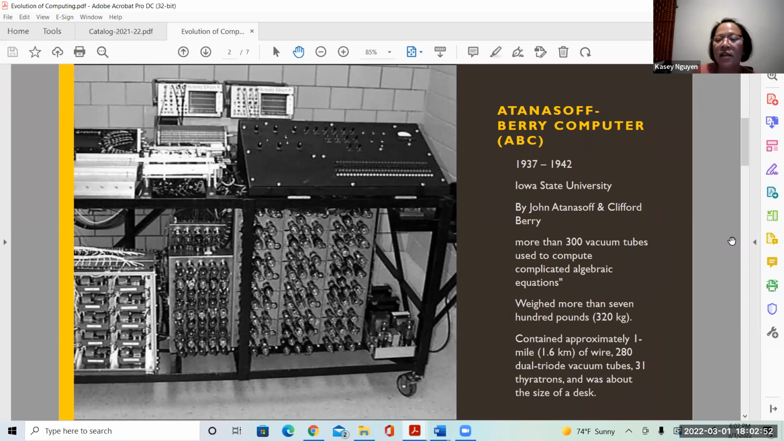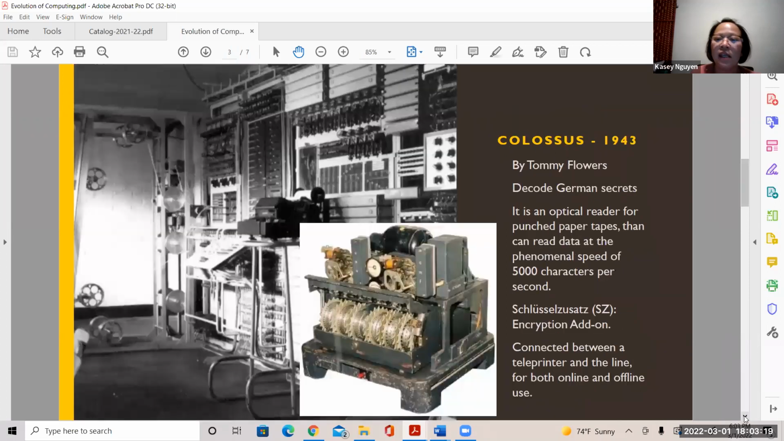And so here you can see a picture of it. It has 300 vacuum tubes. It was created to compute algebraic equations, and it weighed about 320 kilograms, so pretty heavy. And it was pretty large. This is a picture that was taken from the History Museum, so you can see how that would look. So that was one of the first few computers that you see.